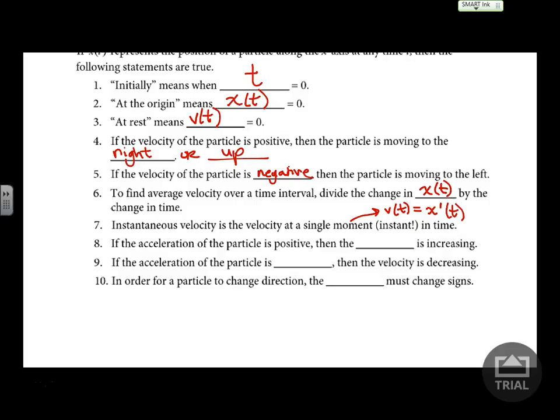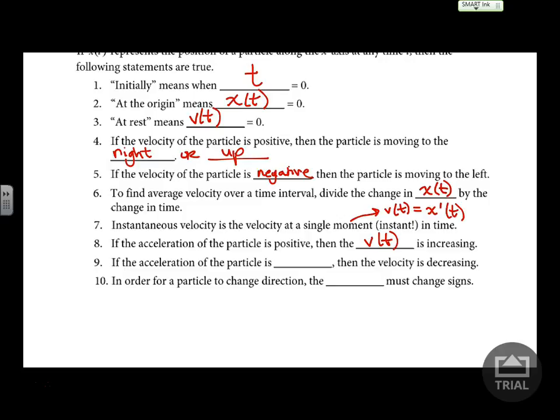Number 8, if the acceleration is positive. Ooh. Did you guys hear what Kyle said? Go louder. If the acceleration is positive, then? Yeah, why is velocity increasing? Wait, increasing, decreasing tests. If the derivative is positive, then the original is increasing. Who is acceleration the derivative of? Velocity. Hence why we fill in velocity for the increasing blank.